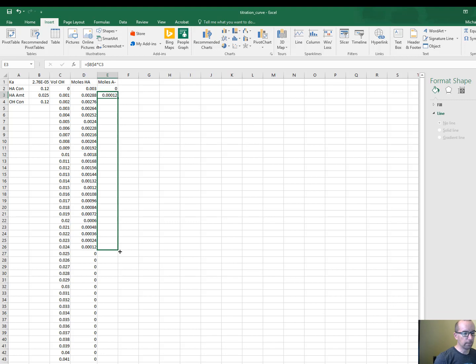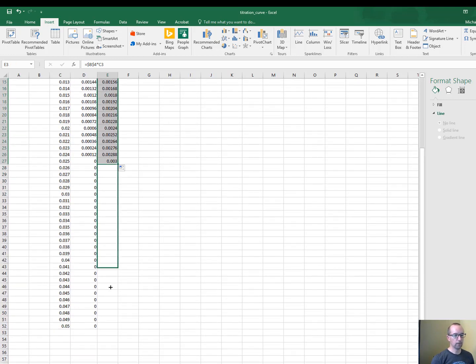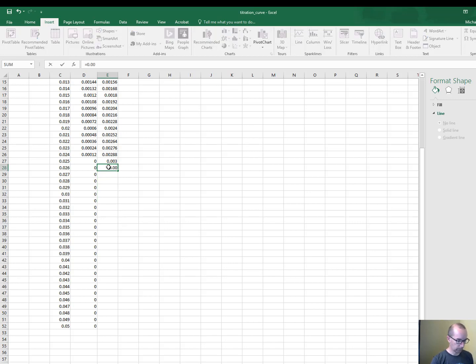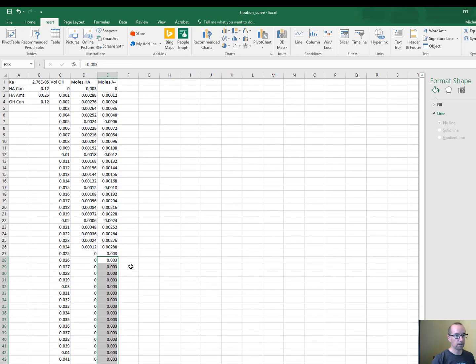Okay, so at this point, you can see how many moles of this stuff I've made. And then here, that's all I've got. Okay, and now at this point, I'm really not making any more. That's the original concentration that I have. So it's going to be zeros on down. Not 0, that's not the concentration. It's going to be equal to 0.003 number of moles the whole way down. Okay, so that is how I get my moles of A minus.